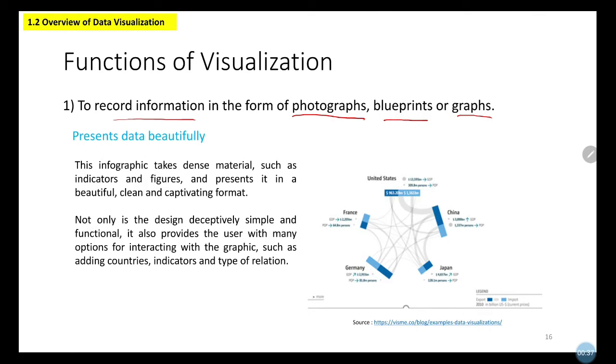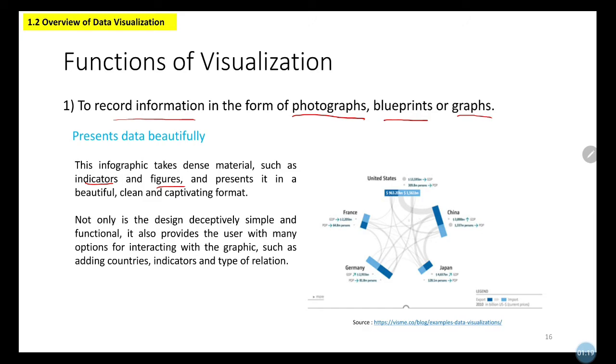In this infographic, it takes dense material such as indicators and figures. The colors represent the indicators, and we also have figures, the amount of GDP. It is then presented in a beautiful, clean, and captivating format. For example, we can see here the import and export for big countries around the world. China is the main exporter, because China has always manufactured so many products, and most of the stuff is made in China. That's why they export more than they import. The second one is followed by Germany.